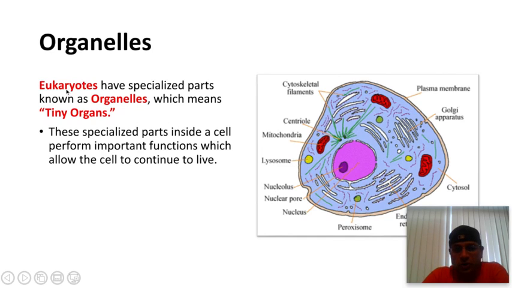So, organelles. Eukaryotes have specialized parts known as organelles or tiny organs. These are specialized parts inside the cell that perform different functions, okay? There's a lot of different ones. We're going to focus on a couple of the main ones.